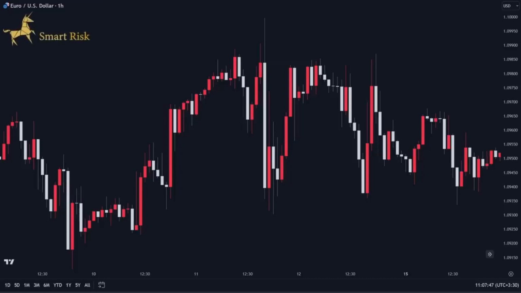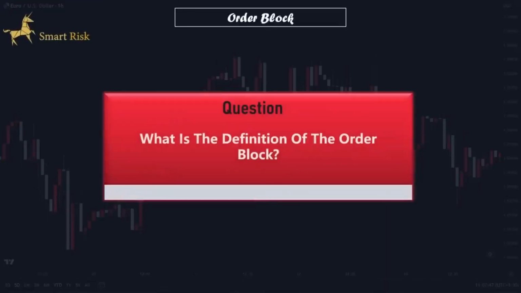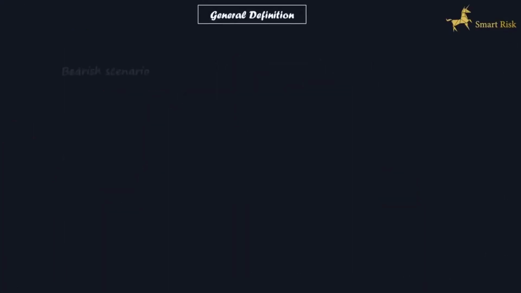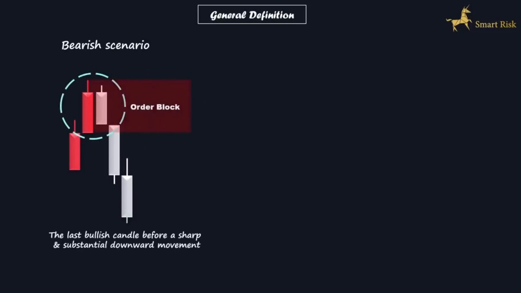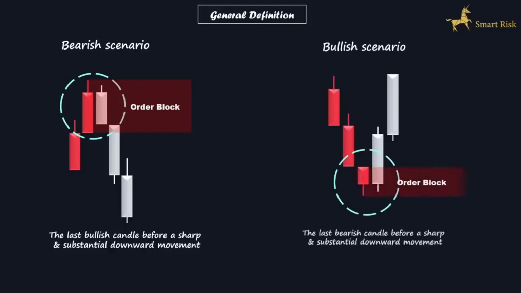Welcome back, traders. So let's get started. Now let's dive deep into the details of the order blocks and see what is the exact definition of the order block. In the bearish scenario, an order block refers to the zone corresponding to the last bullish candle before a sharp and substantial downward movement that generates a valid break of structure. Similarly, in the bullish scenario, it refers to the area corresponding to the last bearish candle before a sharp and substantial upside movement that forms a valid bullish break of structure.